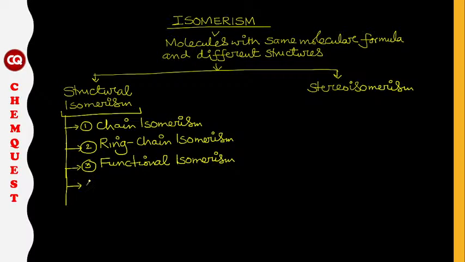Next one, number 4, is metamerism. In metamerism, the functional group is the same, but the alkyl groups are different, with a different number of carbon atoms. Metamerism or meta-isomerism. Next one, tautomerism.